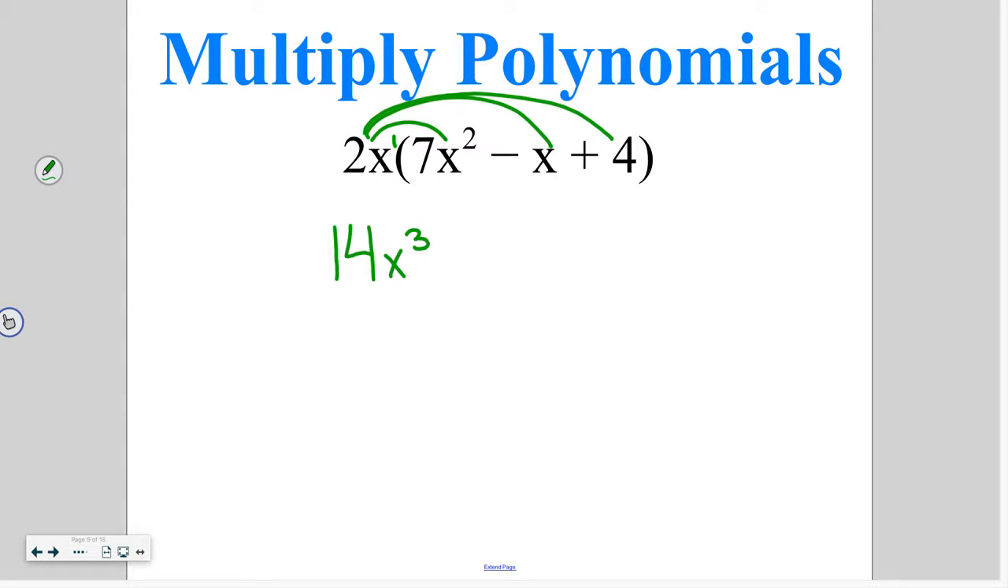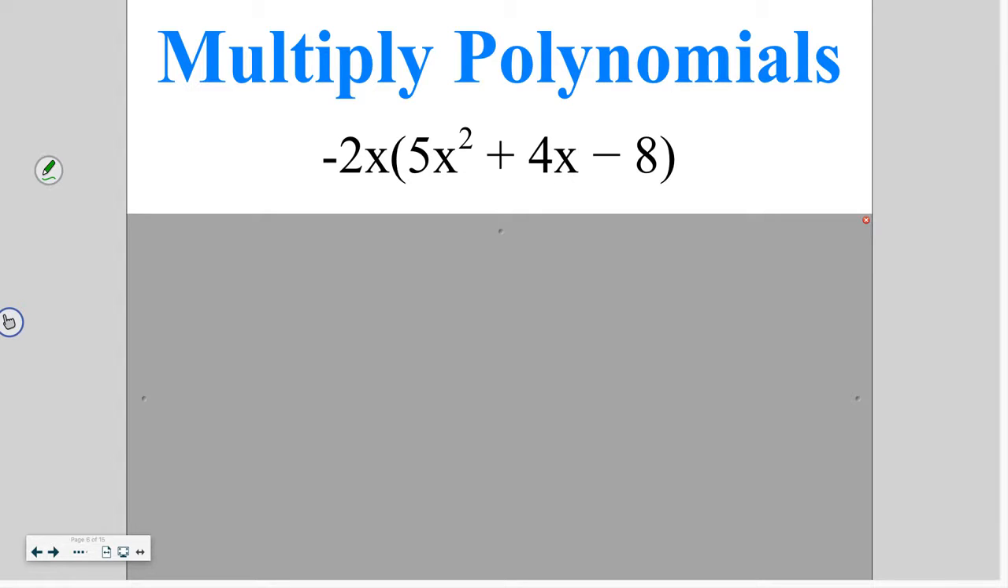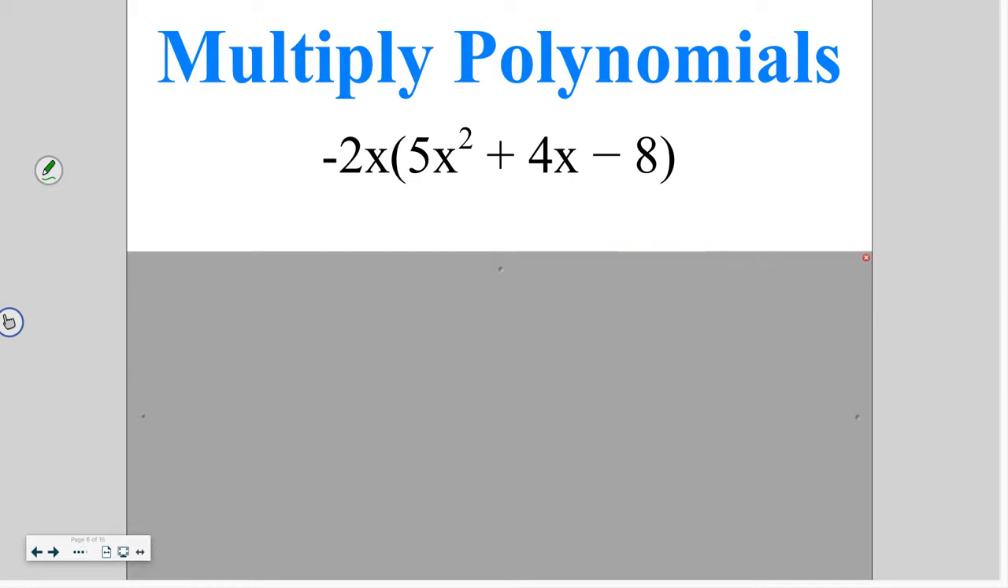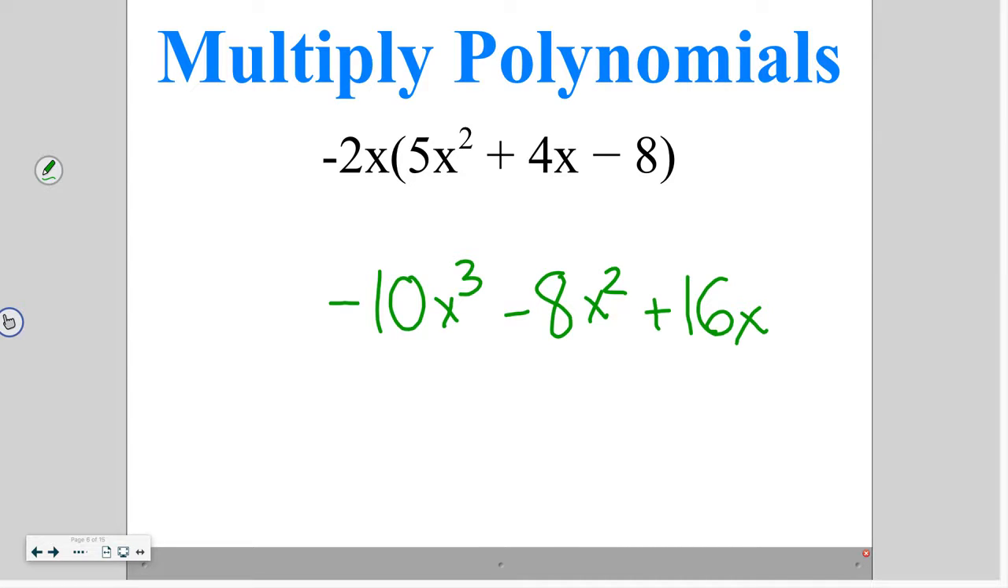Now I've got 2x times negative x squared. 2 times a negative is going to give me negative 2. And x times x is going to give me x squared. And then I've got 2x times 4. 2 times 4 is going to give me 8. And then bringing that x along as well. So we're multiplying the numbers and the variables in this case. Go ahead and try this one on your own. Being careful to bring that negative along with you, we've got negative 10x cubed minus 8x squared plus 16. Remembering a negative times a negative is a positive on that last one.